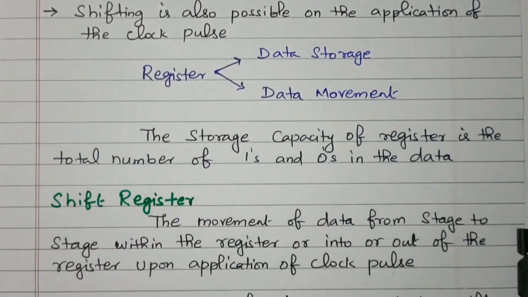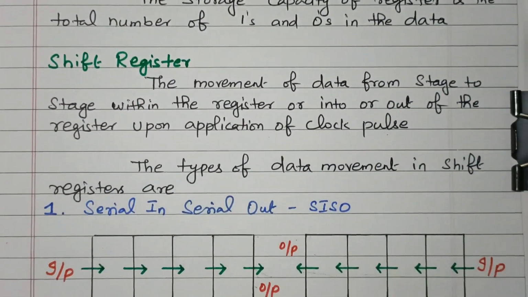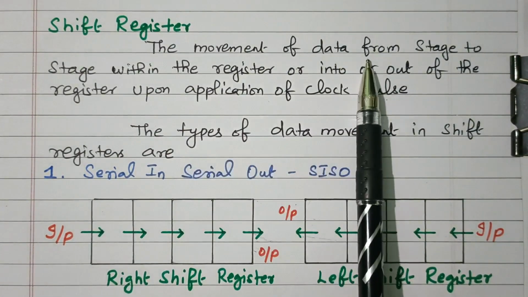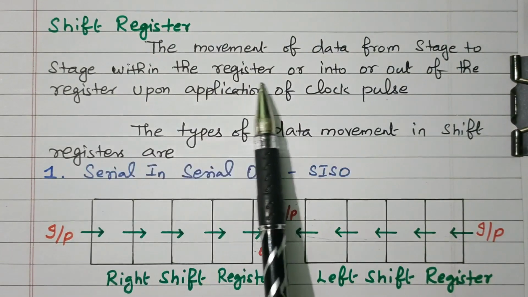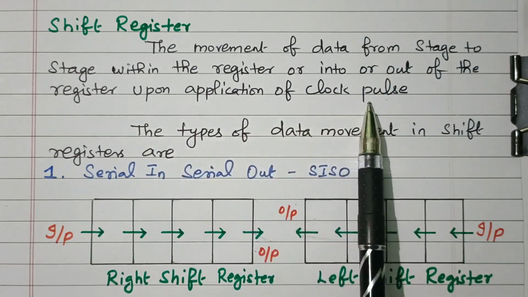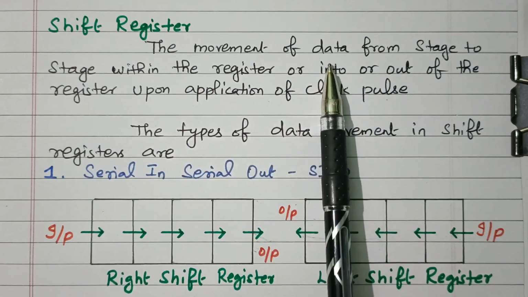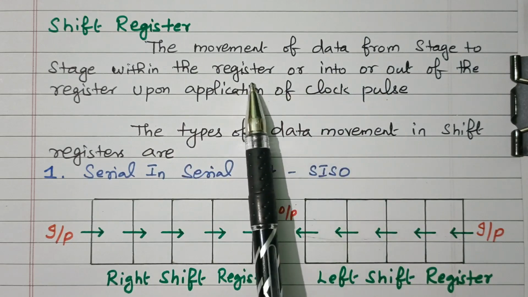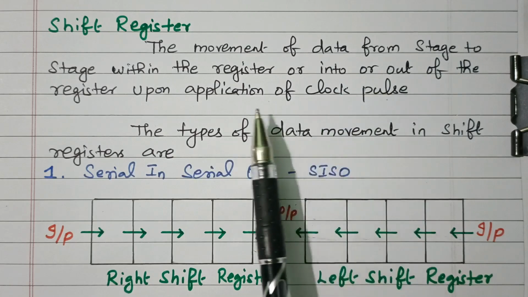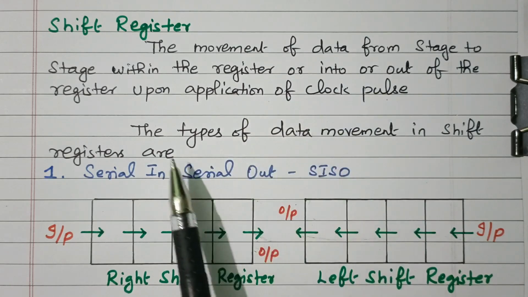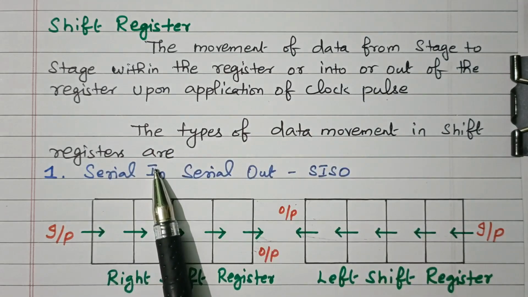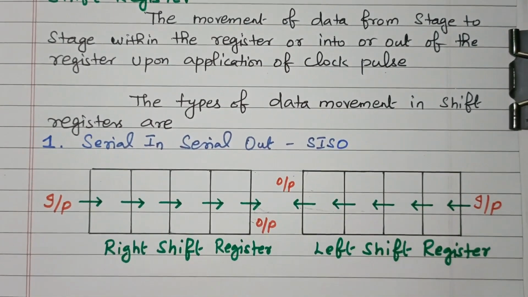In that we see the shift register. What is meant by shift register and what types are available? The movement of data from stage to stage within the register, or into or out of the register, upon the application of the clock pulse. So we can move the data from stage to stage within the register or into the register or out of the register. That is done by applying the clock pulse. Based on that, there are various types of data movement in shift registers. We'll see the types one by one.